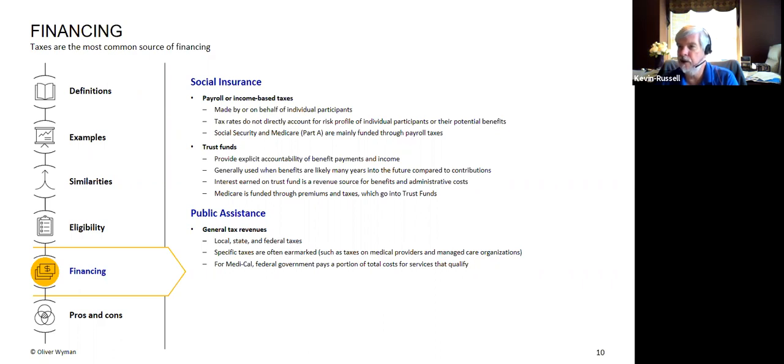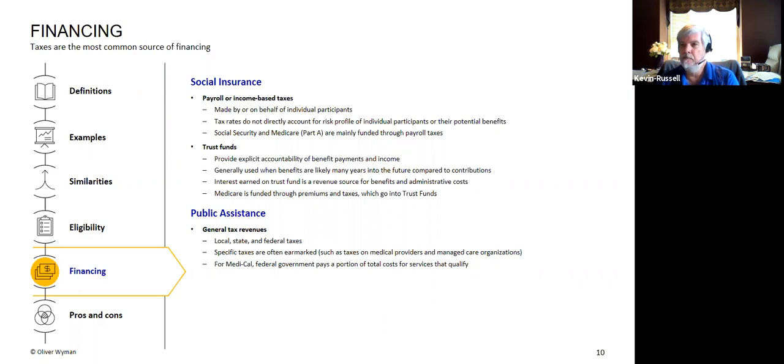Interest earned on the trust fund is a revenue source for benefits and administrative cost for the plan. Medicare is funded through premiums and taxes, both of which go into the trust funds.